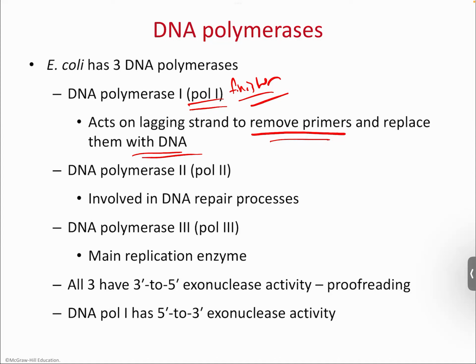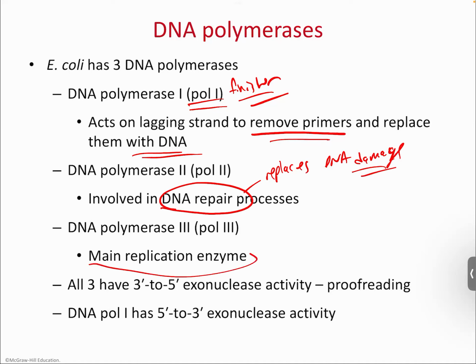That's what Pol1 does. Pol2 is actually focused on DNA repair. So this will replace areas of DNA damage. It'll find an area of DNA damage, cut it out, and lay down replacement DNA. And then DNA Pol3, of course, is our main workhorse. This is the main bulk creator of DNA, so it makes most of the DNA.